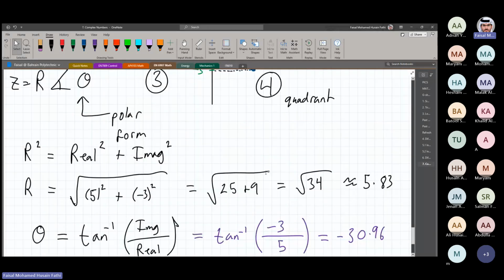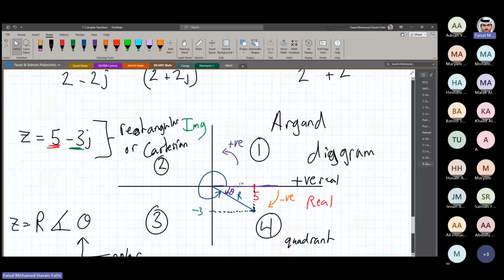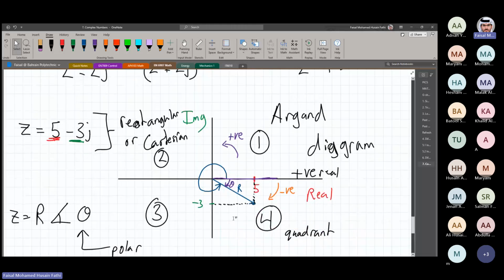So you can either write this as minus 30.96, or you can add 360 to it so you can get this value over here.